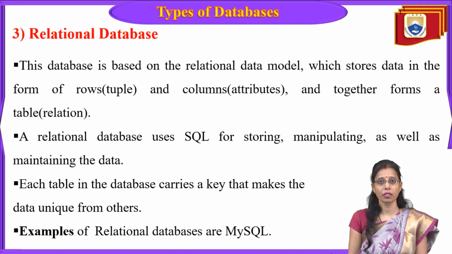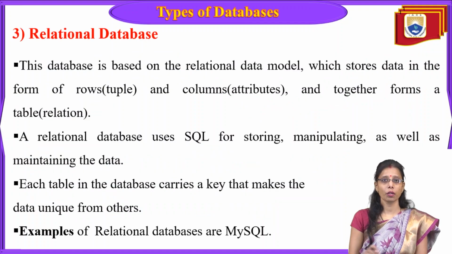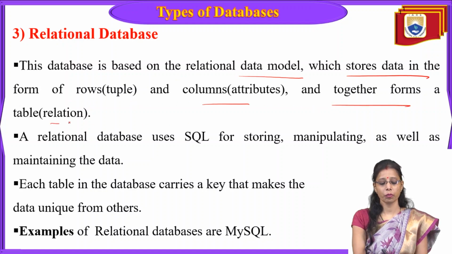Now, relational database. What is a relational database? This database is based on the relational data model, which stores data in the form of rows and columns, which together form a table. The data stored in this type of database is in the form of rows and columns, or attributes, and together they form a table.